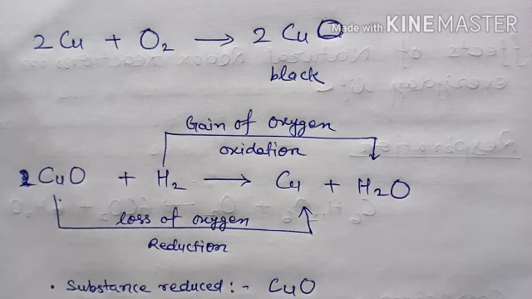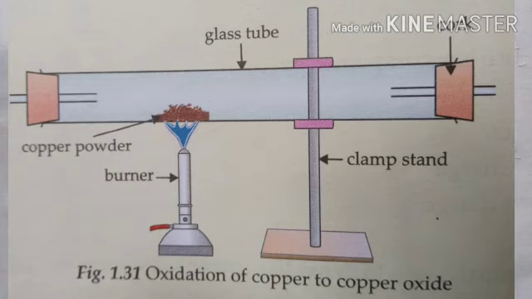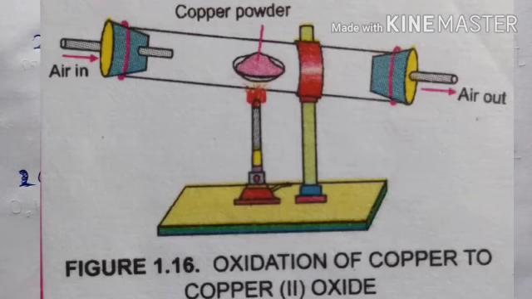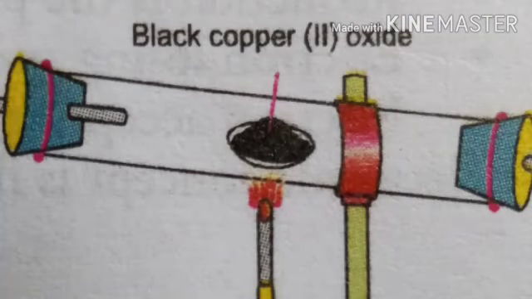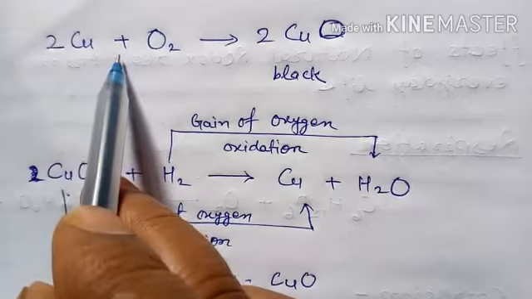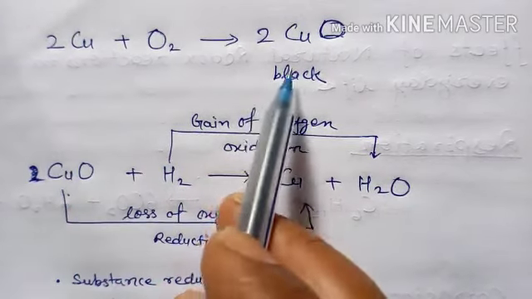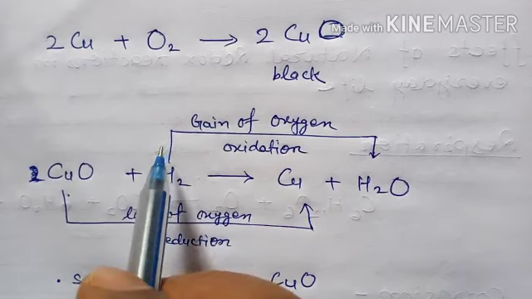Insert glass tubes into the bores as shown in the figure. Heat the watch glass containing copper powder with the help of a burner. Now pass air over the heated copper powder. As a result, a black coating is formed on the surface of copper. On analysis, it is found to be cupric oxide. Actually, oxygen present in the air has reacted with copper upon heating to form its oxide. You can see the equation here. It is black in color.